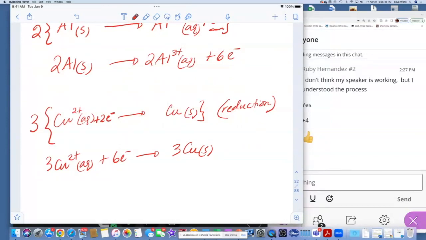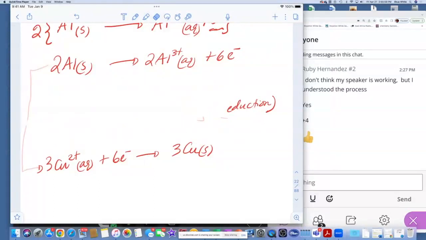Okay? Now that we have these two, we're going to add this reaction to this reaction. So once again, for visual purposes, let me go ahead and erase this right now. If you want to see it, feel free to rewind. I know the luxuries of technology, right? So if you want to go back and see the other one, feel free to rewind.